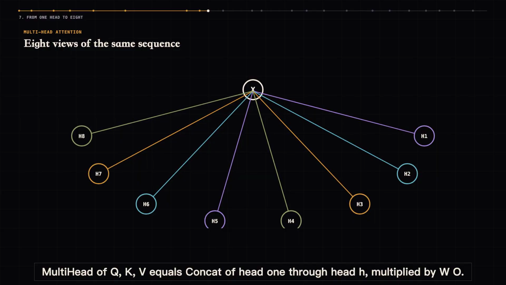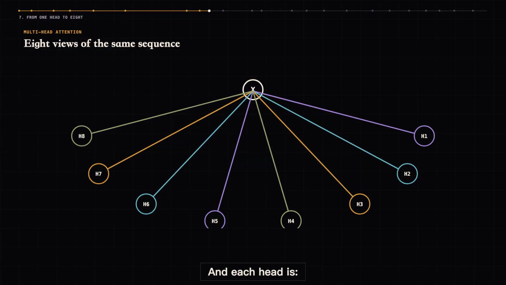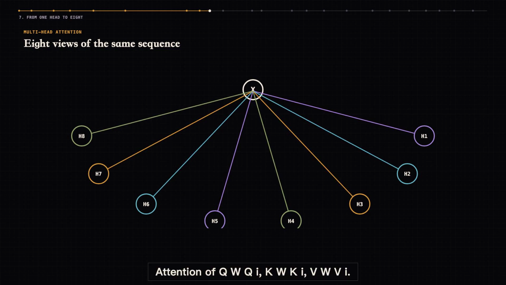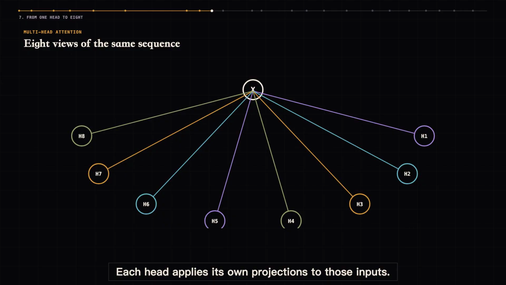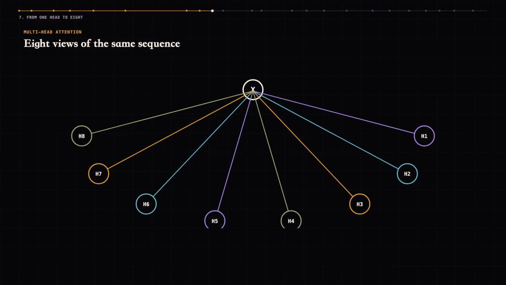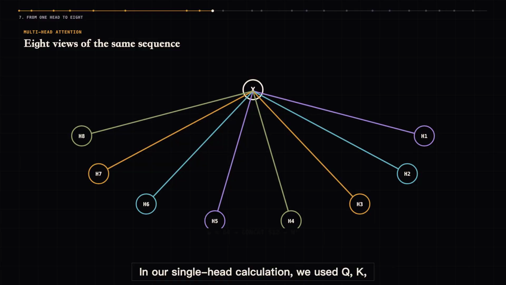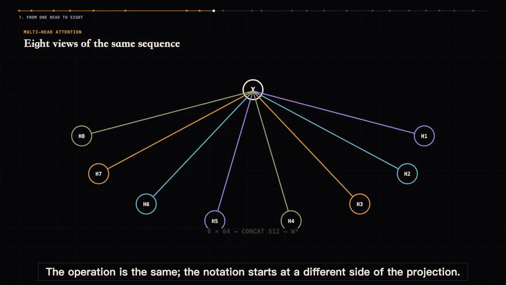The equation is MultiHead of Q, K, V equals Concat of head 1 through head H multiplied by WO, and each head is Attention of QWQi, KWKi, VWVi. The paper uses Q, K, and V here for the inputs supplied to the multi-head sublayer. Each head applies its own projections to those inputs. In our single-head calculation, we use Q, K, and V for the already projected matrices. The operation is the same. The notation starts at a different side of the projection.